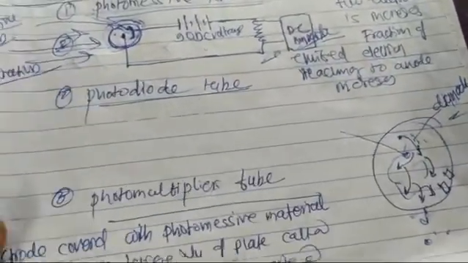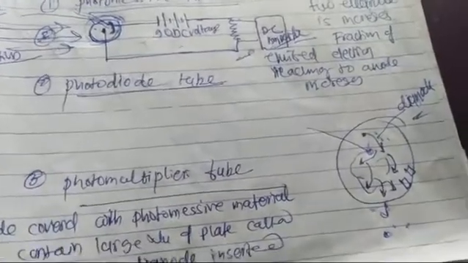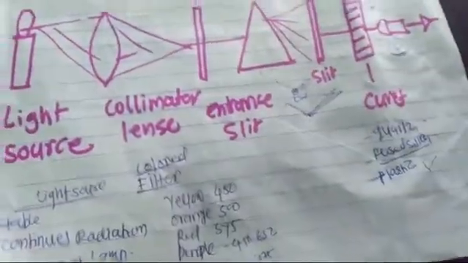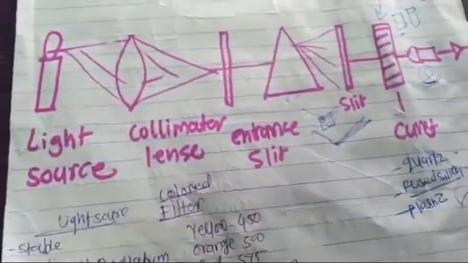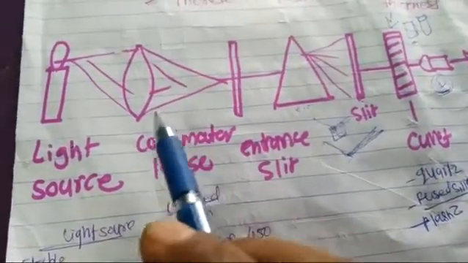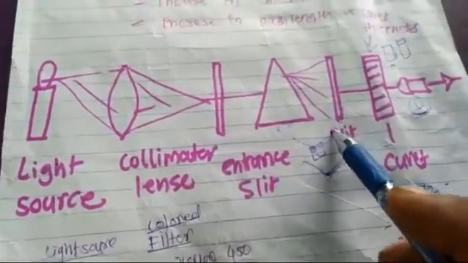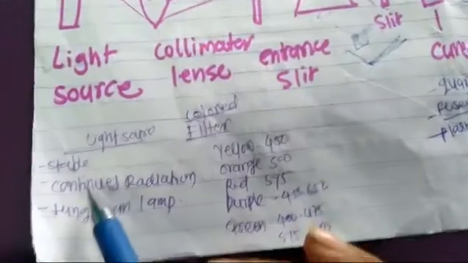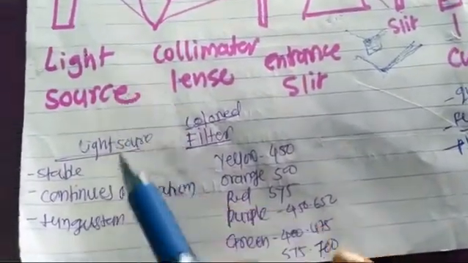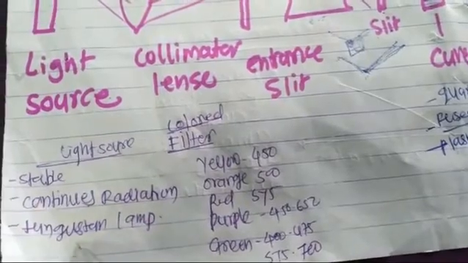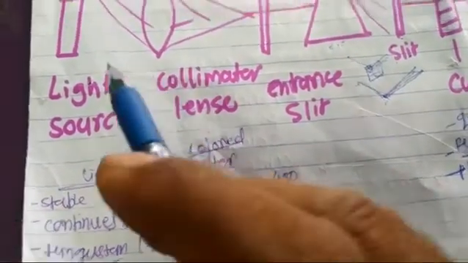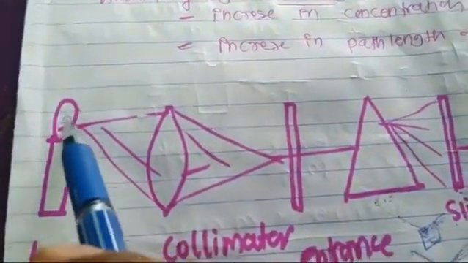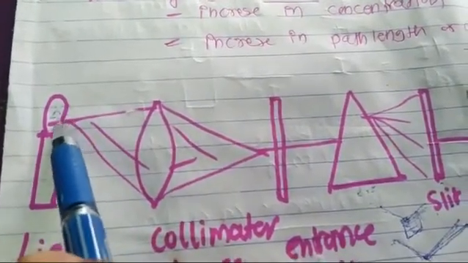So we have seen all the instrument parts of the spectrophotometer. First we see the light source, next collimator lens, entrance slit, exit slit, cuvette, detector. The source requires a stable and continuous radiation source, so we use the tungsten lamp. Tungsten lamps are like our home lamps. There are two electrodes heated to a high temperature, so they emit radiation.